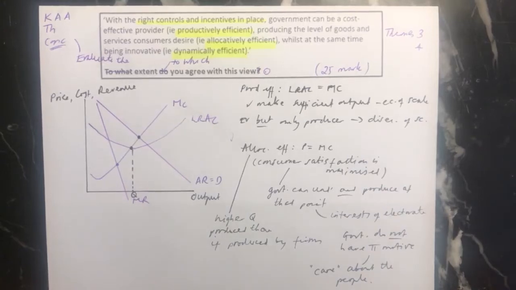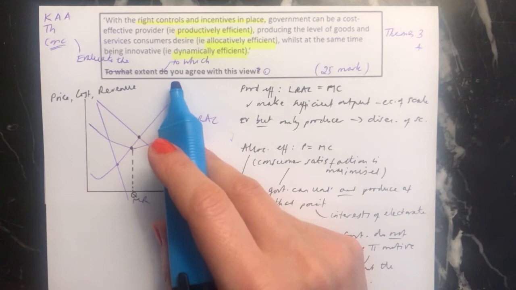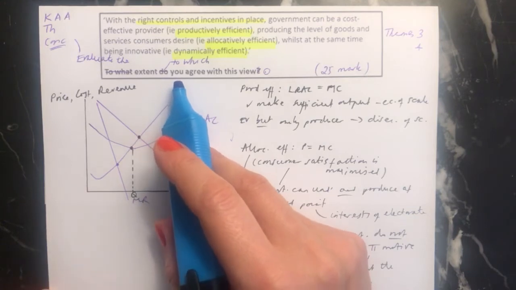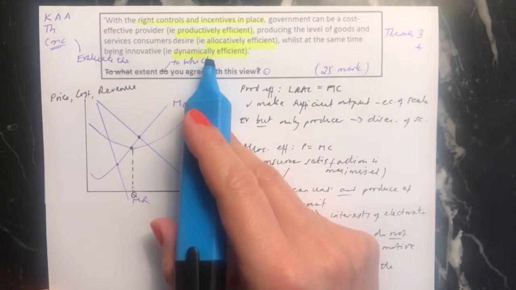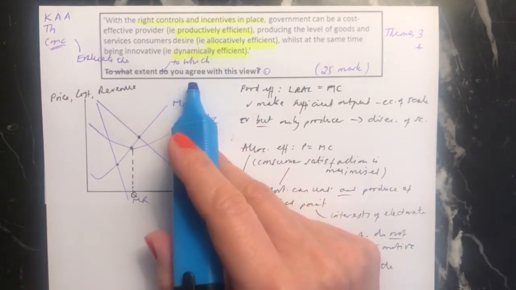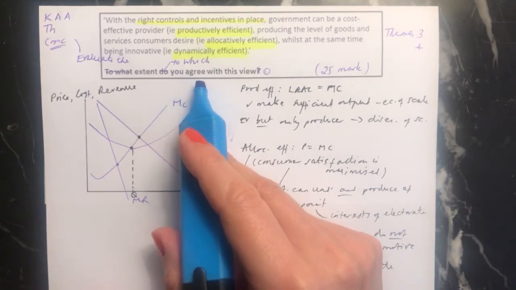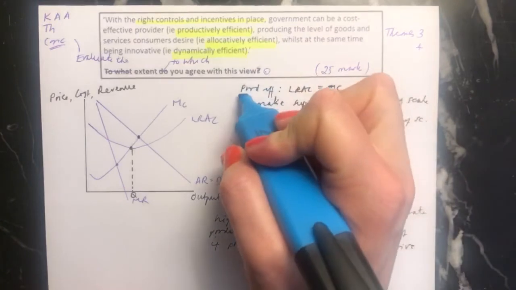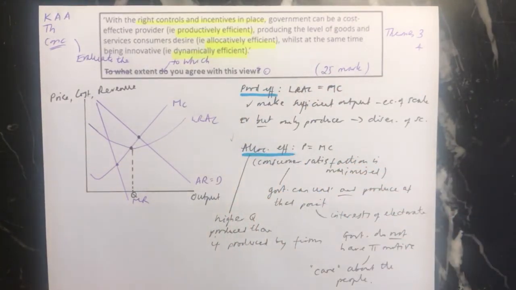This is the second video looking at this essay question, which is about whether the government, if they're providing goods and services in an economy, can be productively, allocatively and dynamically efficient when they're doing that. And it's asking to what extent do you agree with this view that they can be efficient in providing goods and services. We've looked at productive efficiency in the last video. We've started looking at allocative efficiency in the last video. I'm just going to return to allocative efficiency to evaluate this.